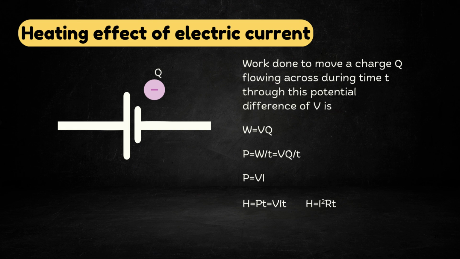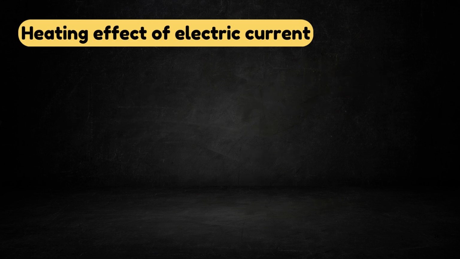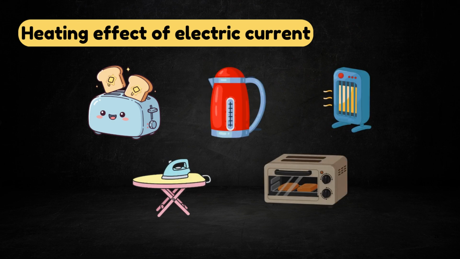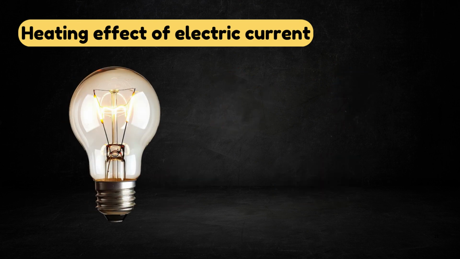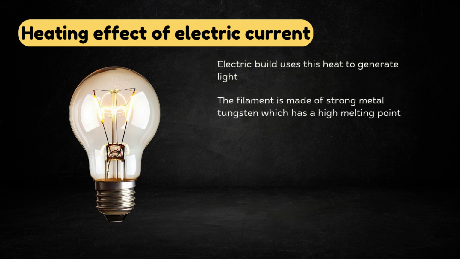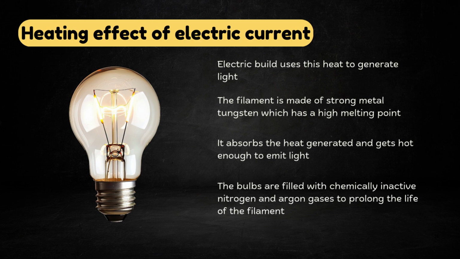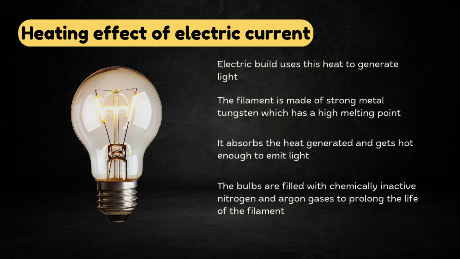The heating effect of an electric current is an inevitable process, and it is used in many applications such as toasters, kettles, room heaters, electric irons, and ovens. The most famous use of the heating effect is an electric bulb, which uses this heat to generate light. The filament of this bulb is made of the strong metal tungsten, which has a very high melting point, and it absorbs the heat generated and gets hot enough to emit light. The bulbs are filled with chemically inactive nitrogen and argon gases to prolong the life of the filament.